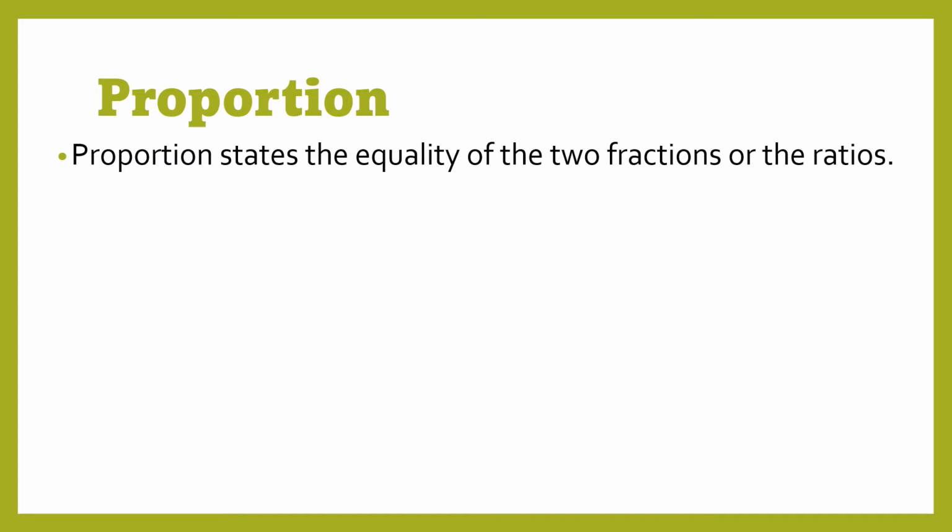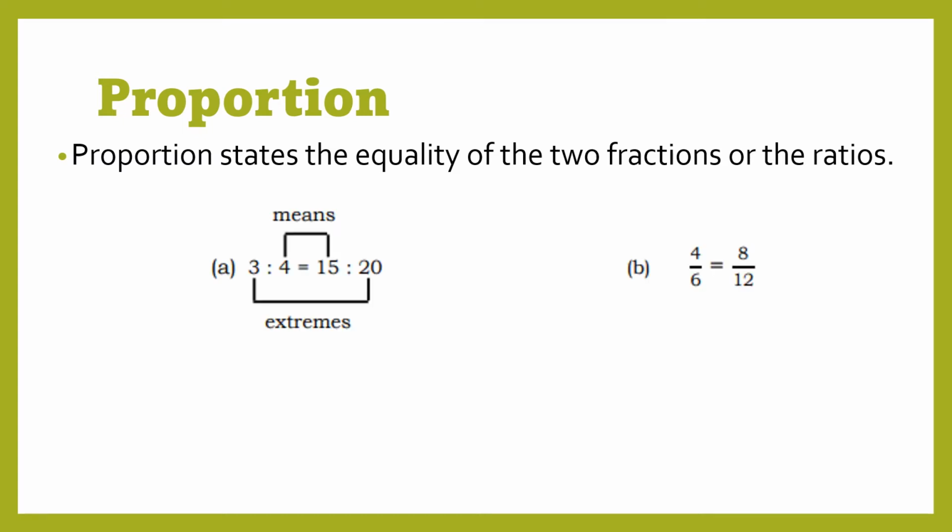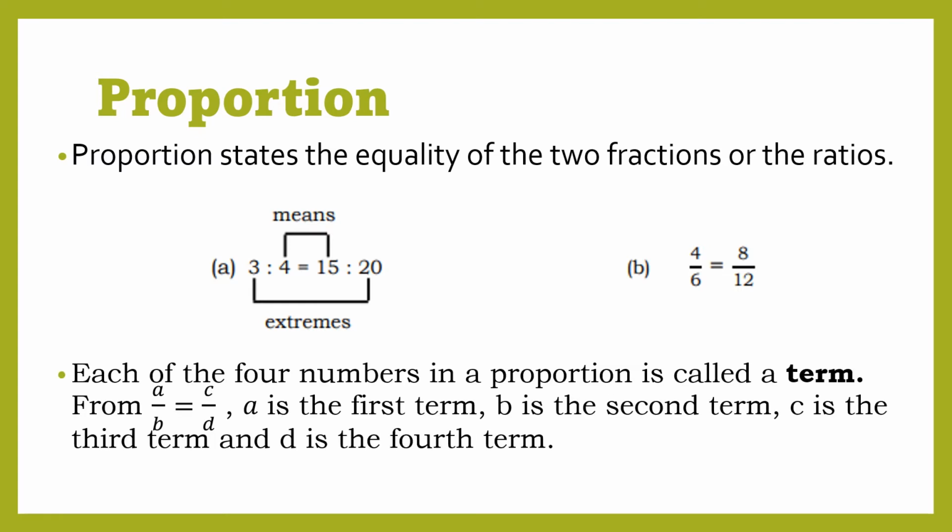Now let's proceed to proportion. Proportion states the equality of two fractions or ratios. A proportion can be represented in fractional form or as two ratios. Letter A is using two ratios, and letter B is represented in fractional form. Each of the four numbers in a proportion is called a term.